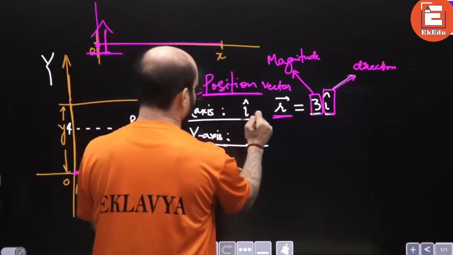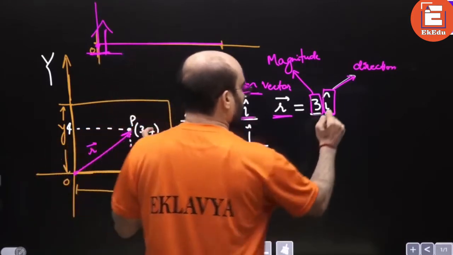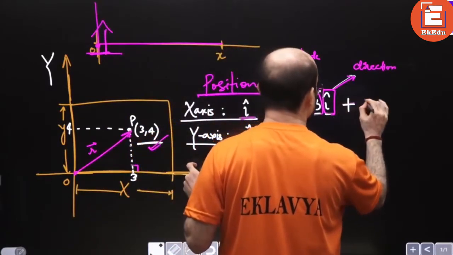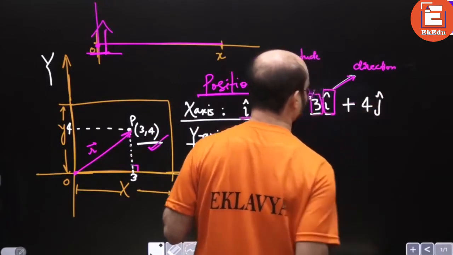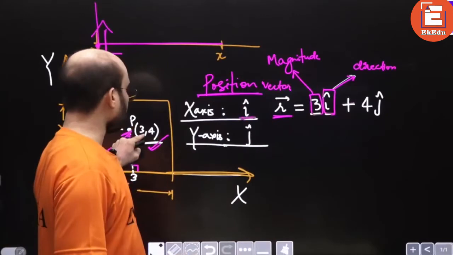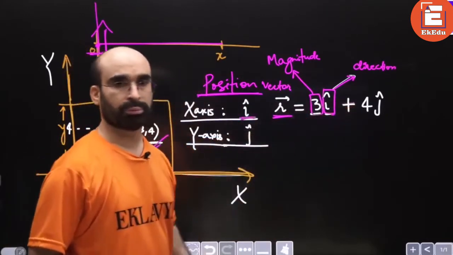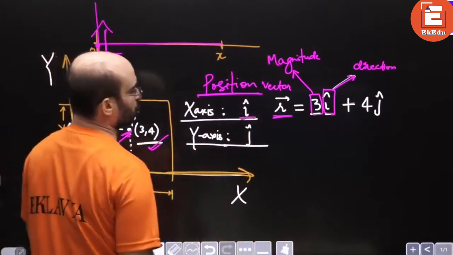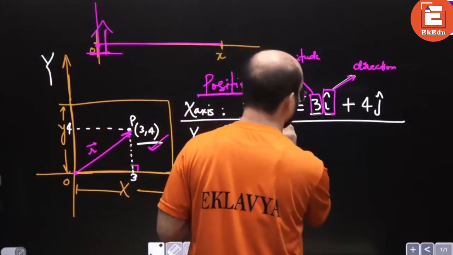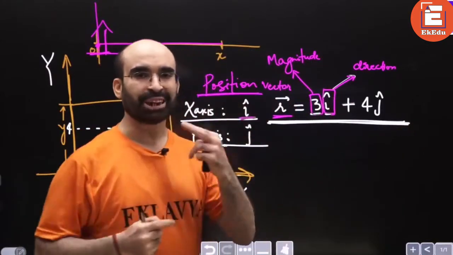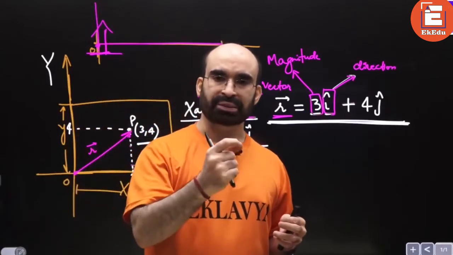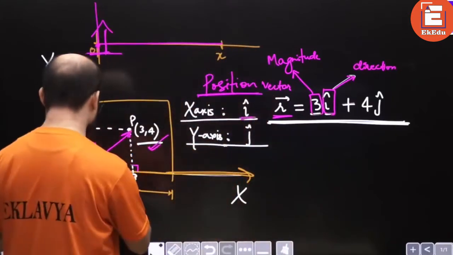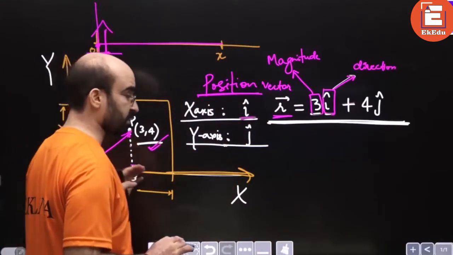Now this was the x coordinate, plus 4j. That means the x coordinate is 3, the y coordinate is 4. Now if you wish to find the magnitude of this position vector, you are simply willing to express the shortest distance, not the direction. This is the direction from the reference point. We'll talk about this.